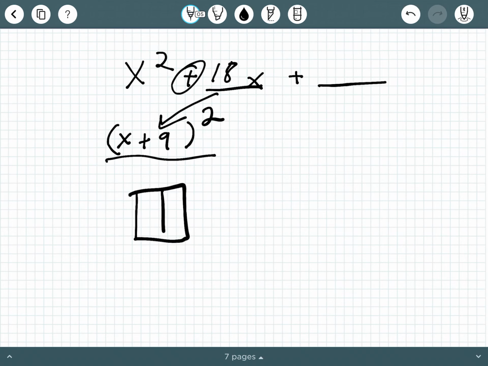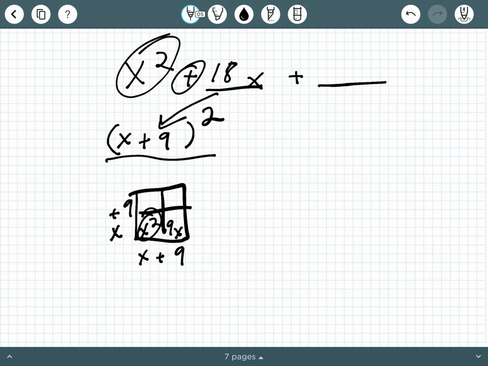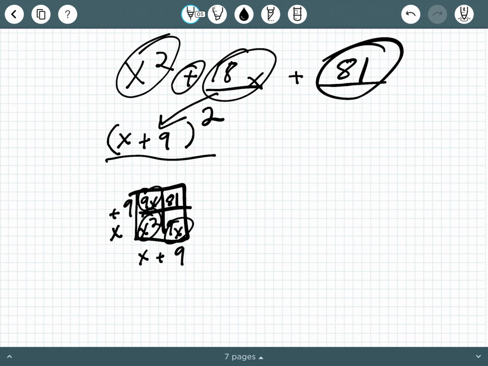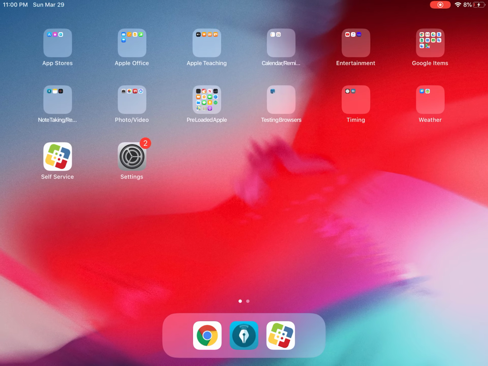If I multiply that in the rectangle, you'll see right away you get the x squared you had originally. When you do 9 times x, you get 9x here, and 9 times x, you get 9x here, which is the 18x you had. The change is 9 times 9 is 81. We didn't have 81, but that lets me know that's the number we should add to make it a perfect square. So the answer to that one was 81.